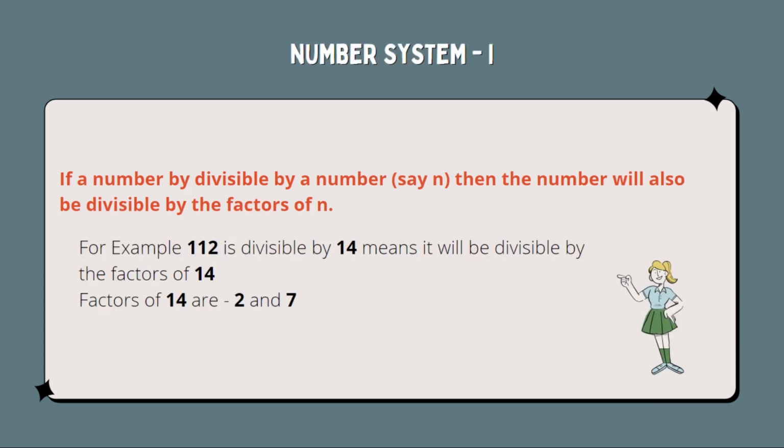Next, if a number is divisible by a number, then it will also be divisible by the factors of that number. Okay, let's understand. Suppose there is a number 112, and this number is divisible by 14. Then 112 is also divisible by the factors of 14. So this is what this rule is trying to tell you.